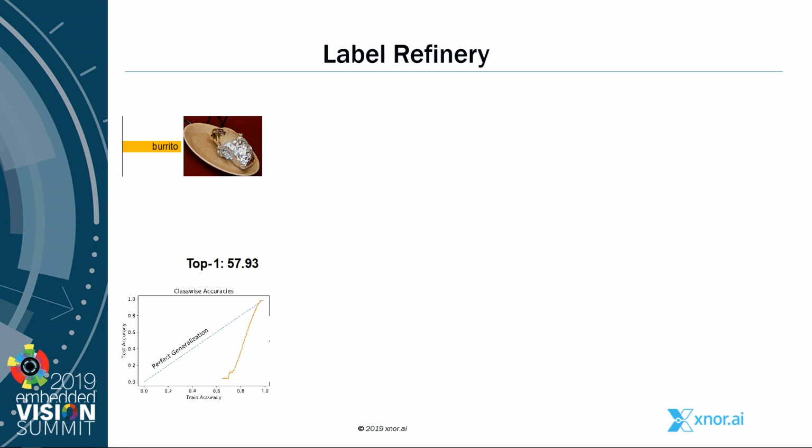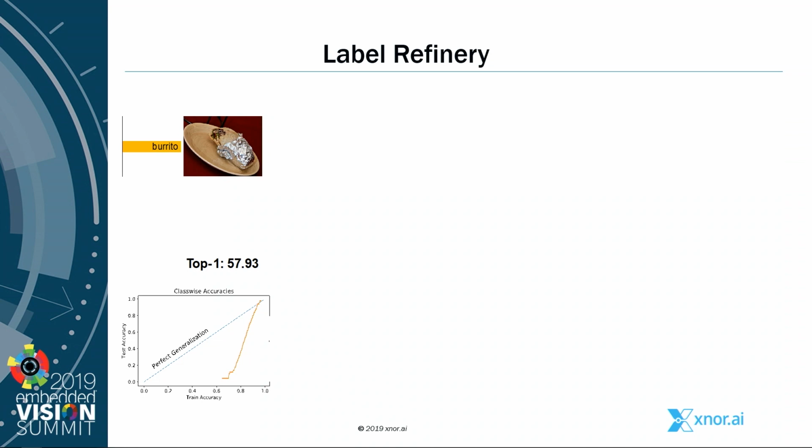What I'm showing here is a model that I trained with AlexNet, for example, on ImageNet. This curve shows train accuracy versus test accuracy. Perfect generalization happens when test accuracy and train accuracy are the same, that's on the diagonal line. Each point shows the accuracy of each class. There are 1,000 points in this curve. You can see that the curve is very far from perfect generalization. I just trained this model, and I reached an accuracy of 57.93. This is the standard AlexNet accuracy.